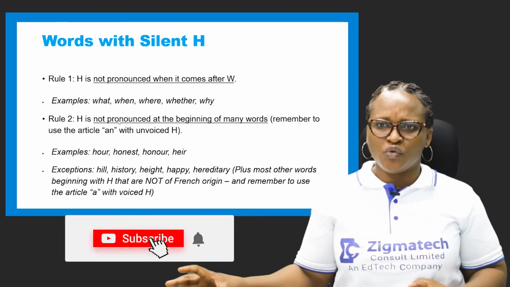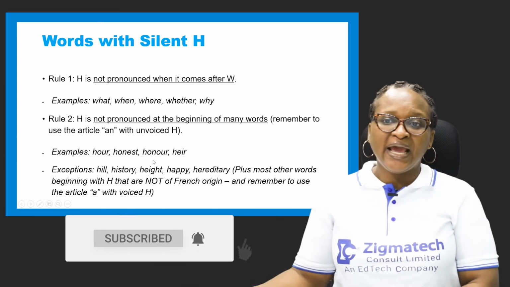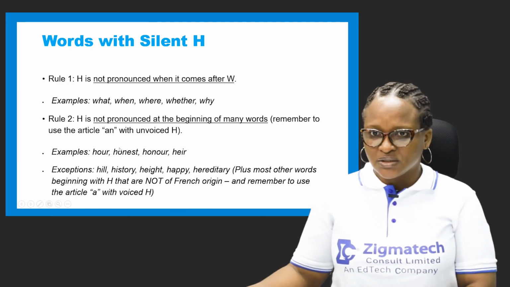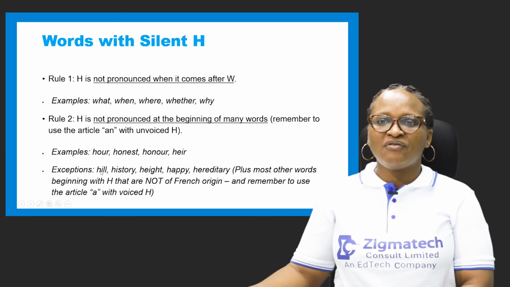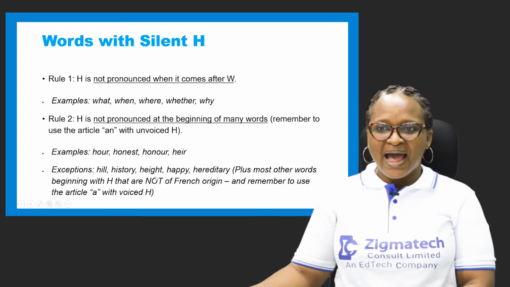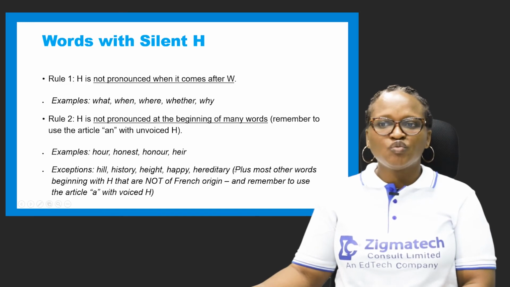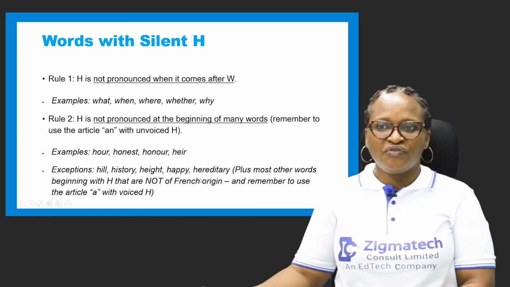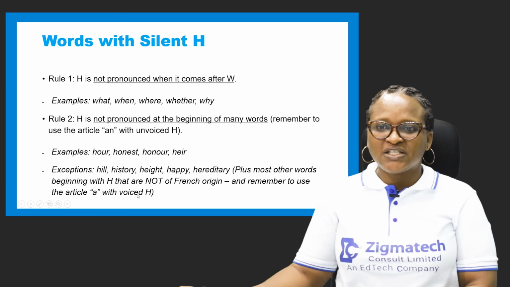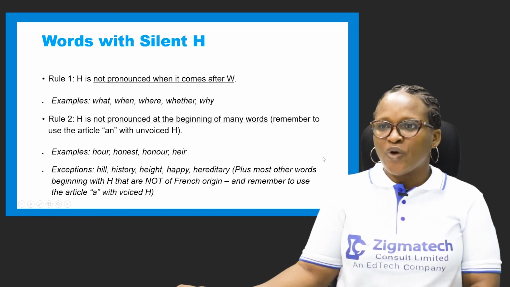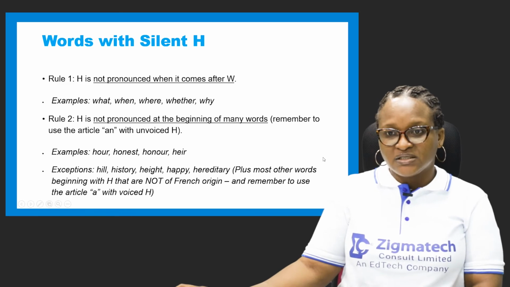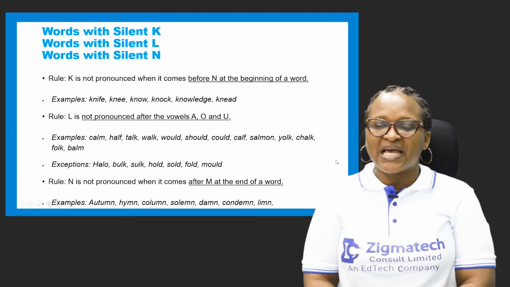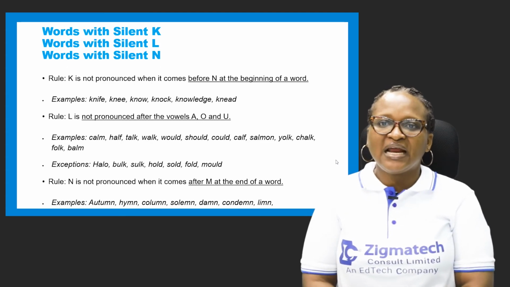Whenever we see any of these four words, please know that the H is silent and they attract the article "an", not "a". Now, exceptions: we have heal, history, height, happy, hereditary, plus most other words beginning with H that are not of French origin. Remember to use the article "a" with a voiced H. So, I'm going to a house. Then we'll have silent K, silent L, and silent N.